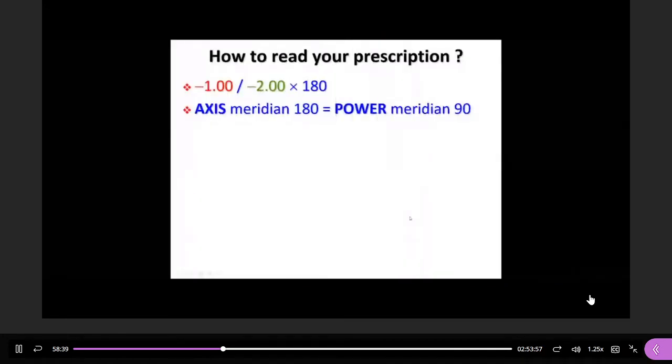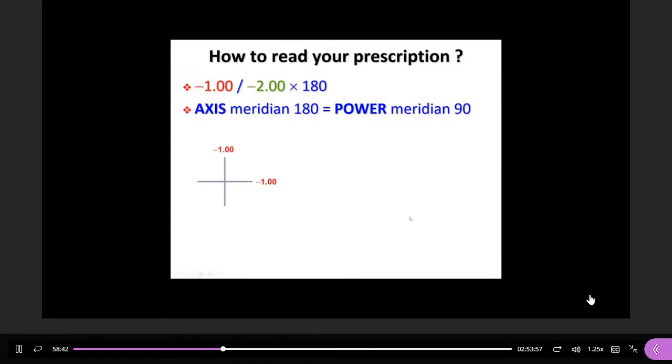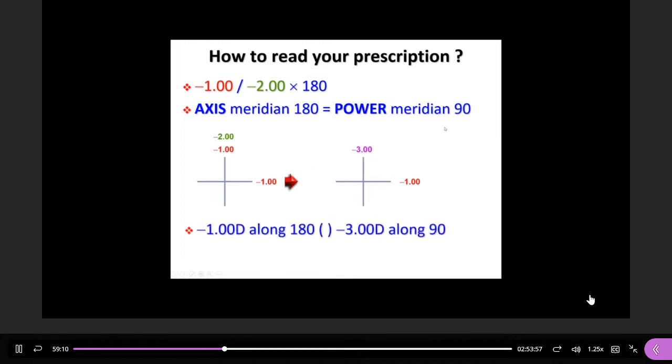I will move on. So here, first is the red part, where we make a cross. Vertical and horizontal, they have power. They're all similar, right? However, this has 180, which is power. Power is 90 degrees because this is 180 power in here. So in the 180, they have -1. In the 90 degrees, there's a -3. So when it is like this.